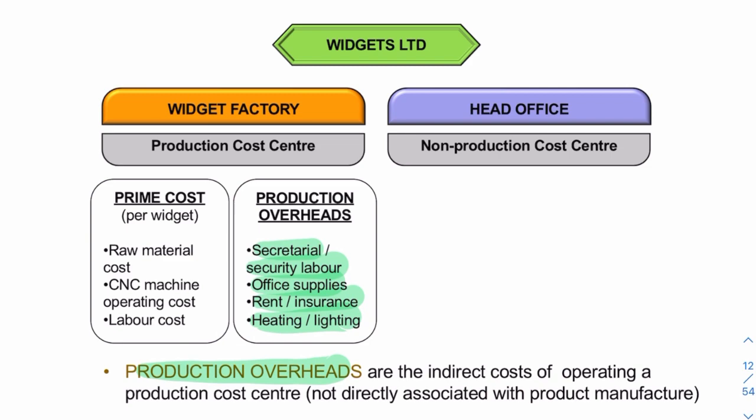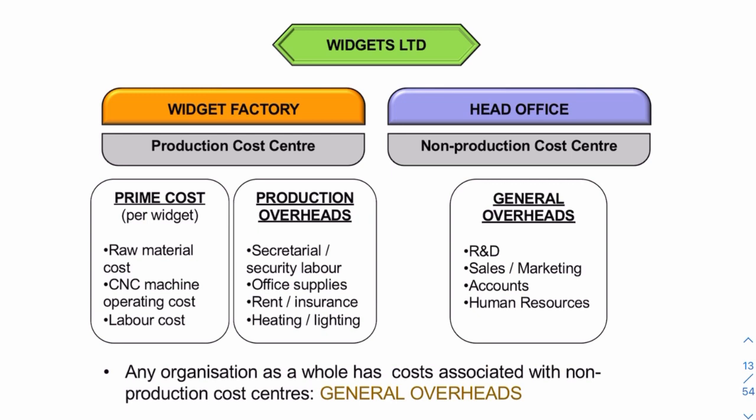The other type of overhead is the non-production overhead, the general overheads. And these are the overheads that aren't directly related to the widget. They're related to operating the company. So things like sales and marketing, human resources, R&D, etc. These might not be in the same building as this. It might be in a different country. Right? You could have the head office in London, and you could have the factory in China.